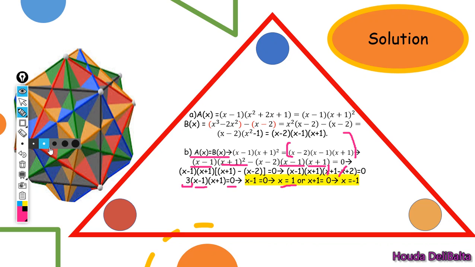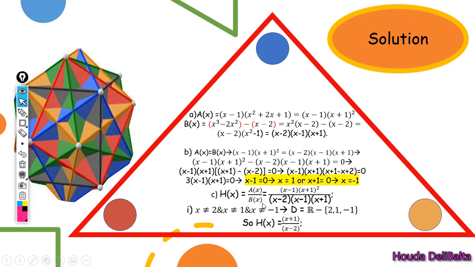So as you see, first of all, we take the package on the right to the left side. We put instead equal to 0. We start factorizing, and after we get factors, we start solving each one alone. We start taking each one equal to 0 alone, one by one. And finally, we are going to talk about h of x now. H of x is equal to a of x over b of x.